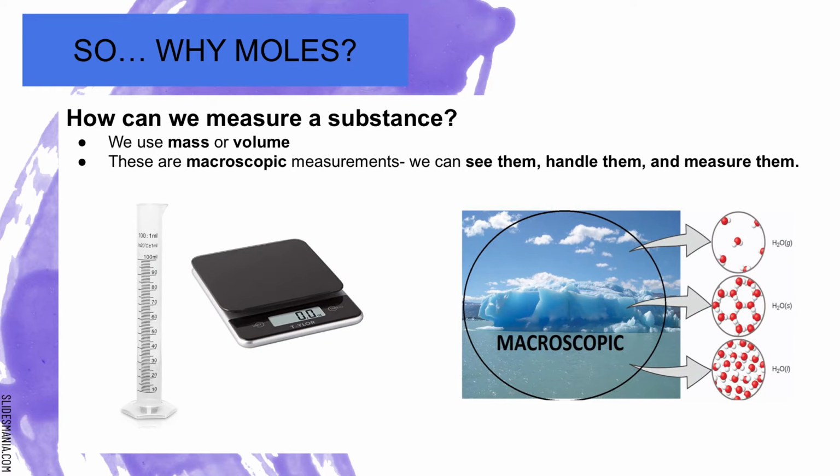So how can we actually measure a substance? We can measure mass or we can measure volume, but these are the macroscopic measurements. We can see them, handle them, and measure them. So we use a graduated cylinder for volume, balance for mass. And we can see this. We can't see the individual parts of this big ice chunk, but we can measure it and then relate that to some unknown quantity of particles.